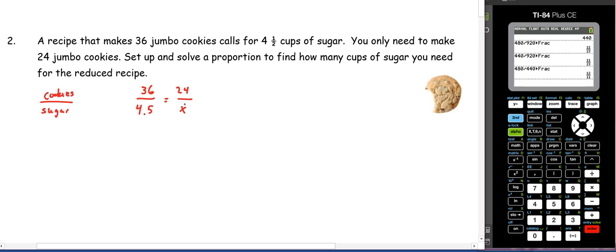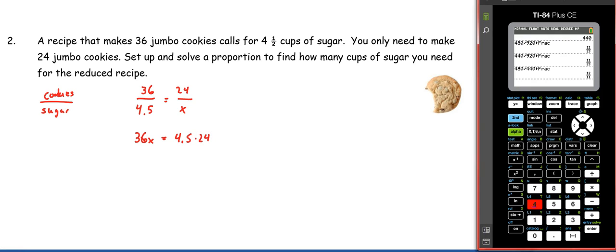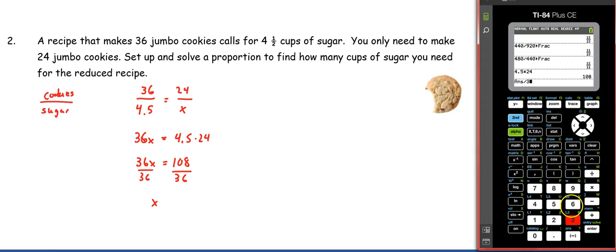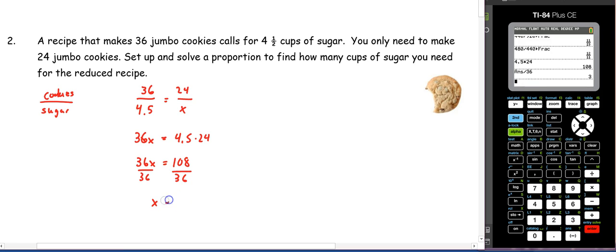Remember, to solve a proportion, we cross multiply. So when we cross multiply here, we get 36x equals 4.5 times 24. So 4.5 times 24 is 108. So we have 36x equals 108. We can divide both sides by 36. And we divide by 36. We get that x is 3. So we would need 3 cups of sugar.